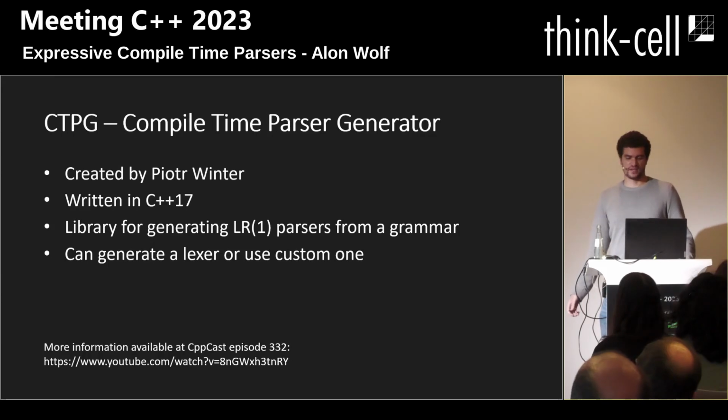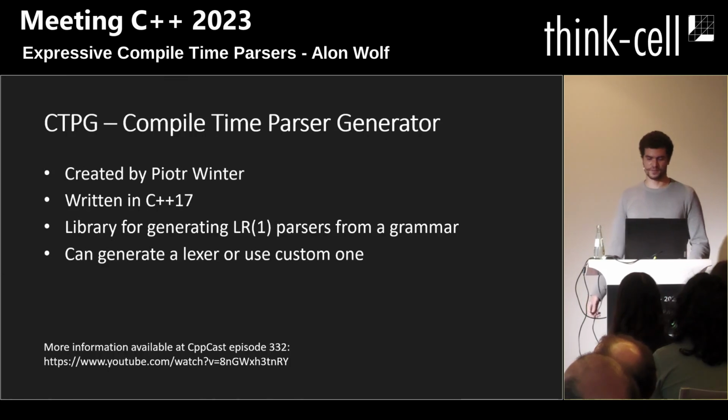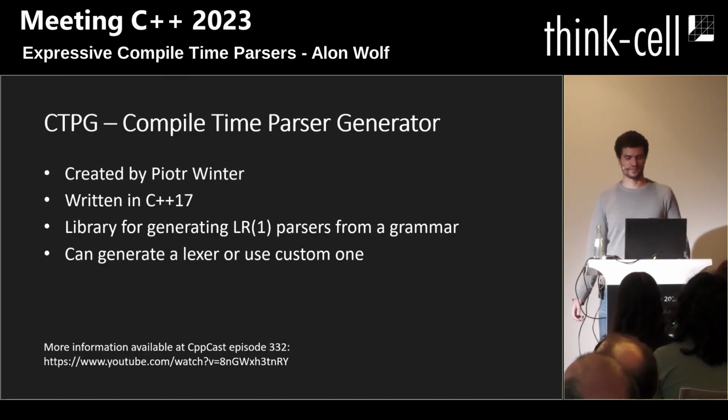Okay, after we have seen how LL1 parsing works, we can move to a different library, but this one uses the LR1 algorithm. So compile time parser generator, or CTPG, was created by Piotr Winter and uses C++17. As the name suggests, we can use this library to generate parsers from LR1 grammar. You can use this library with your own custom lexer or let it generate one for you.